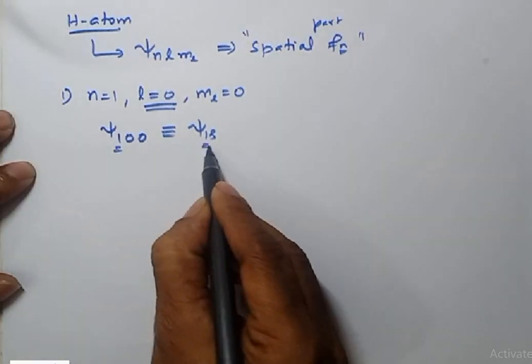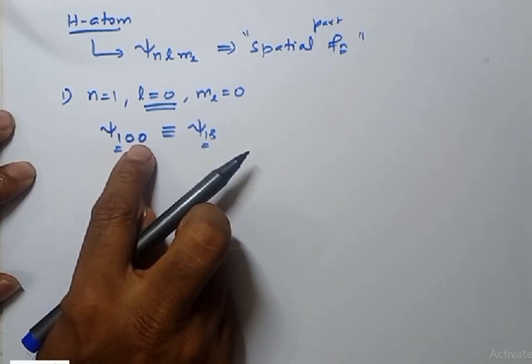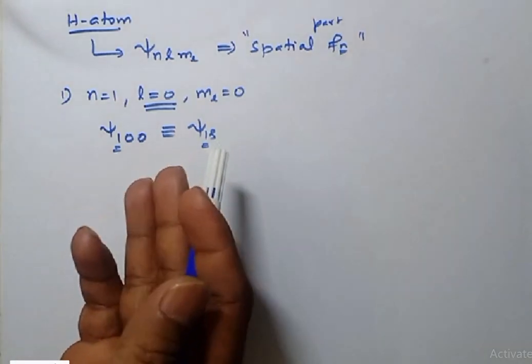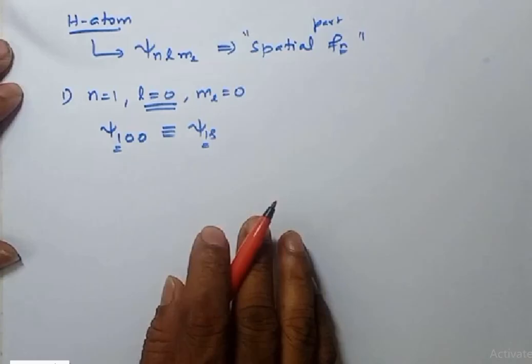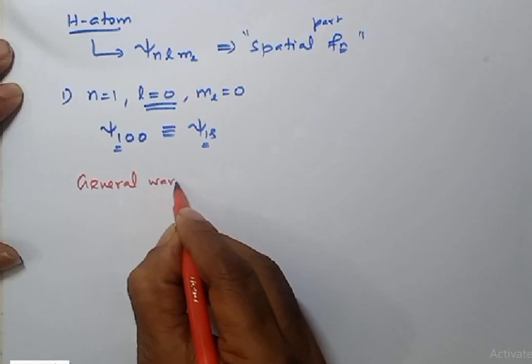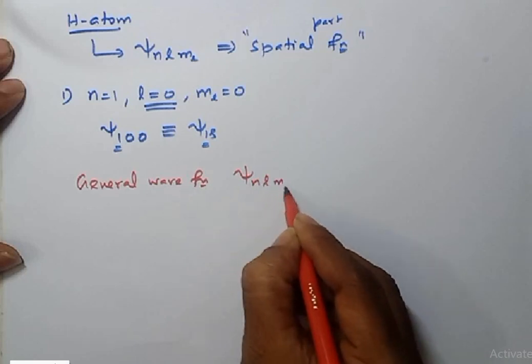n value is 1, l equal to 0 means it is s subshell, and we are giving a particular value of ml, so it should be an orbital. Listen, for a given n, for a given l, for a particular value of ml, we will get an orbital. So this is the wave function for 1s orbital. So what is the wave function for 1s orbital? How to write that? It's actually easy. See, the general wave function of hydrogen atom, let me write here, which we write simply as psi n l ml.